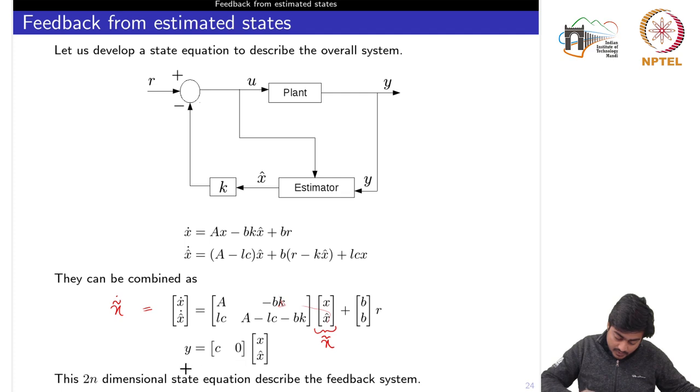If you see the dimension of this overall new state space system, it would be 2n. The n state variables are coming from the plant, and similarly the n state variables are of the estimator. So the overall dimension of the state space equation is 2n. So this system describes this overall feedback system where we have both the controller and the estimator.